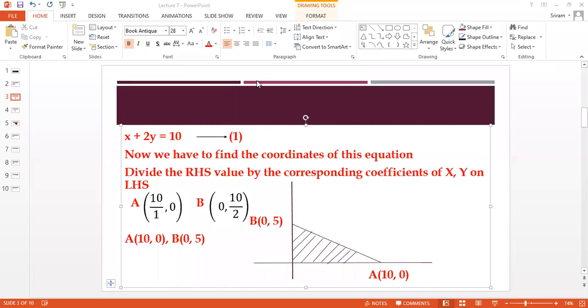Understand the first equation. We are going to take the right hand side and divide by the corresponding coefficient. Once we divide by the coefficient, then we are going to draw the straight line.